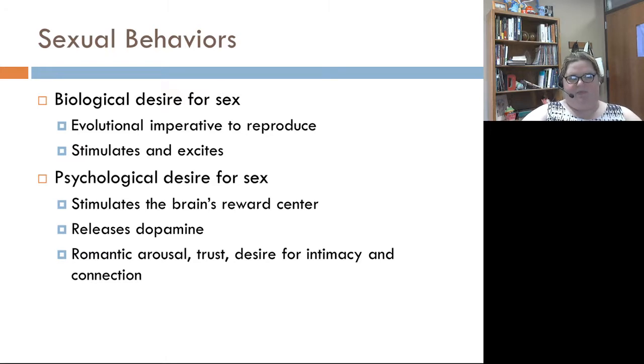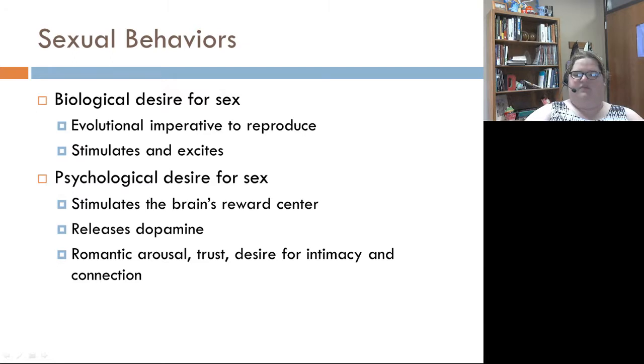Romantic arousal, for example: when you love someone and you have romantic feelings for a person, meaning you care about them in a very deep way, that translates into a psychological desire to have sex with them. Not because you necessarily want to reproduce, but because you want to be intimate with them as far as you can be.